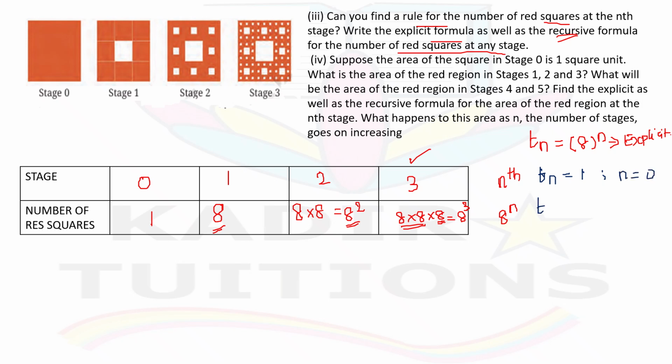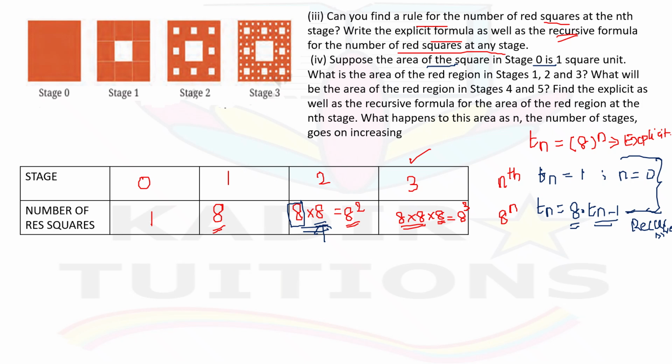In the same way, I can write the Tn value with respect to the previous value. How can we write this? Can we write 8 into T n minus 1? See over here, if you see, this 8 is from the previous stage, and this 8 currently we are going to multiply. So each of the previous stage red squares is divided into 8 more red squares. So can we define it like 8 into T n minus 1? This is our recursive formula for question 3. Now we'll move on to question 4. Suppose the area of the square in stage 0 is 1 square unit.